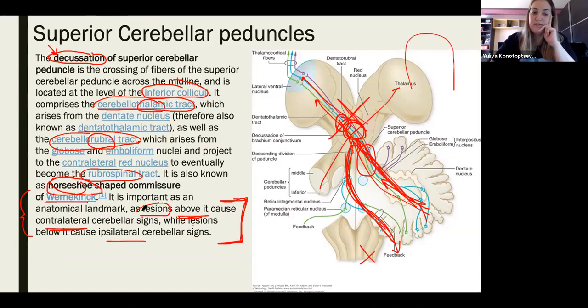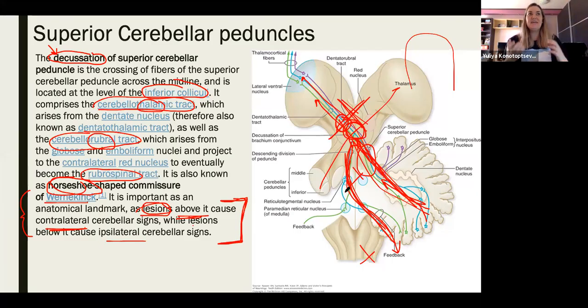Because you remember, it depends on the lesions. Because if the lesions are going to be made above it or below it, it depends. If the lesion is above it, if the patient is tilting to the left, that means the damage is on the right side. But if the damage is below it, if he tilts to the left, that means that the damage is on the left.